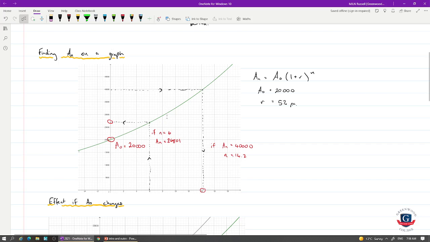Now, similarly, if we wanted to know how long it would take for the loan to reach $40,000, we could go from $40,000 across to the curve and down to the horizontal axis and would see that it's about 14. And in fact, it's 14.2.